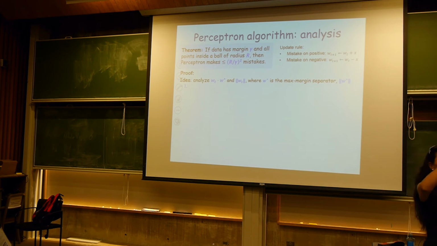Let's fix W star to be the separator of maximum margin over the sample that gets the data right. I'm going to fix that. In the proof, I'm going to analyze the length of the current guess for the target WT, and I'm going to analyze how the dot product between WT and W star changes. I'm going to make my inference based on these two quantities.